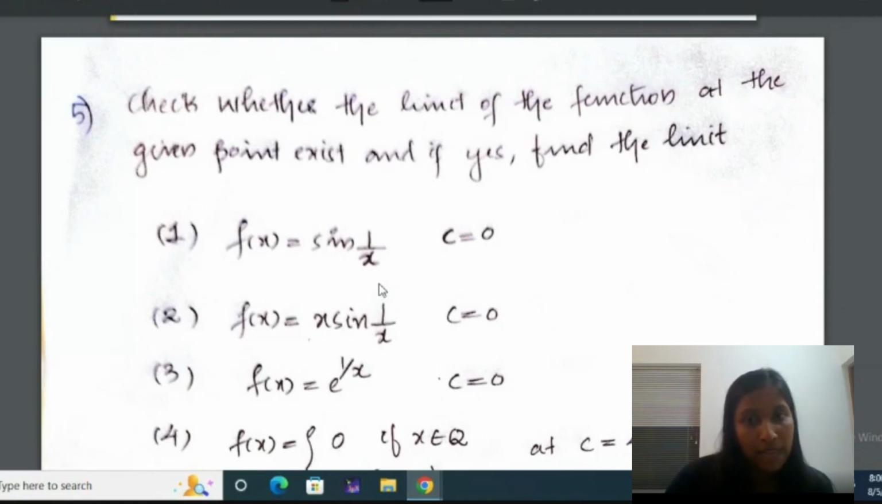The next question is, check whether the limit of the function at the given point exists or not, and if yes, find the limit. The first question is f of x equal to 1 by x, and you have to check whether the limit exists or not at c equal to 0.